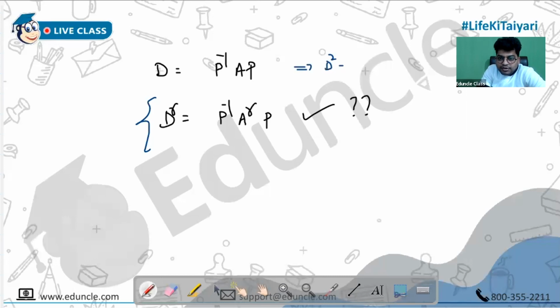Because as you write down D square, that is P inverse AP, then P inverse AP, then P inverse P cancels, so P inverse A square P. Then further you can write down like this.